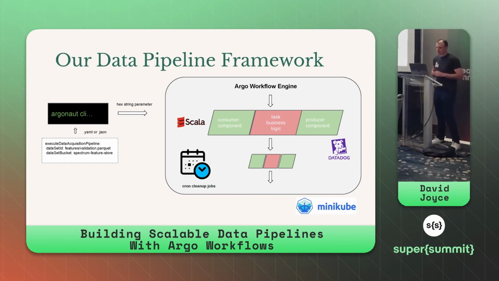We also have a JMX agent that publishes all of our logs from our pods to Datadog so that we can easily query and get a full view of what our job is doing. We also have cron cleanup jobs that run in the background. Sometimes when you stop a job, the Argo server does not kill the Spark application. So in that case, we have these cron cleanup jobs that clean up our Spark jobs behind the scenes.